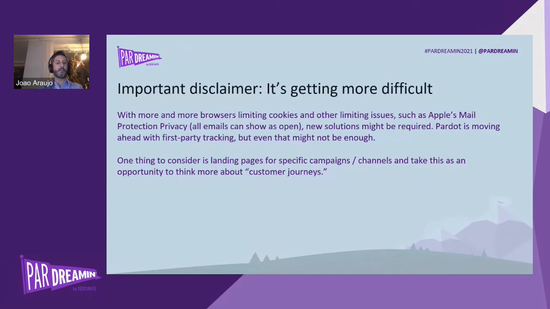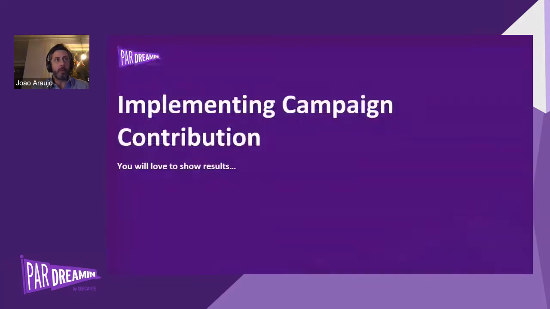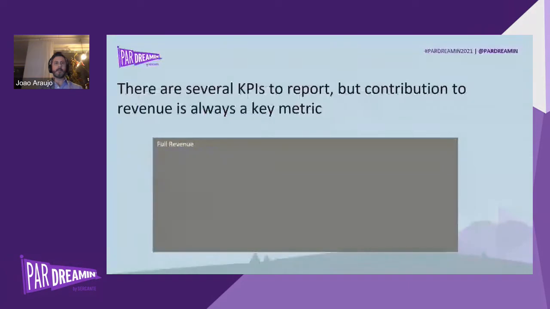Someone clicking on a LinkedIn post will probably not be at the same stage as someone clicking on an ad, which is actually a very active action. And this is, in a nutshell, how you could implement attribution. Now, looking at campaign contribution, you always have different KPIs to report, but revenue in most organizations will end up being a key metric.